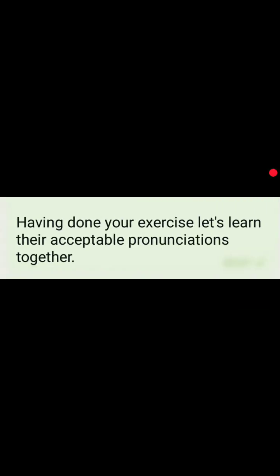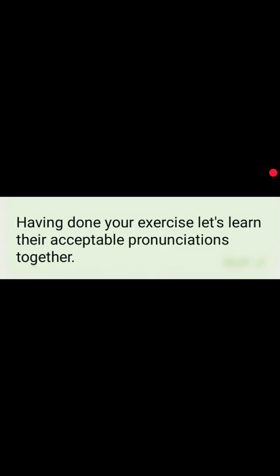In continuation, having done your exercise, let's learn the acceptable pronunciations together. Please, one thing I know is that a determined person cannot cheat himself. So if you are determined to learn and become professional at your pronunciations, you don't have to cheat your own self by following or paying attention to my teachings first before you do the exercise. That is cheating, and that means cheating your own self.